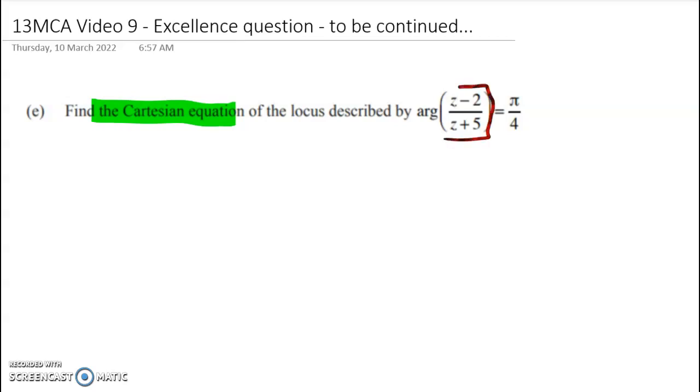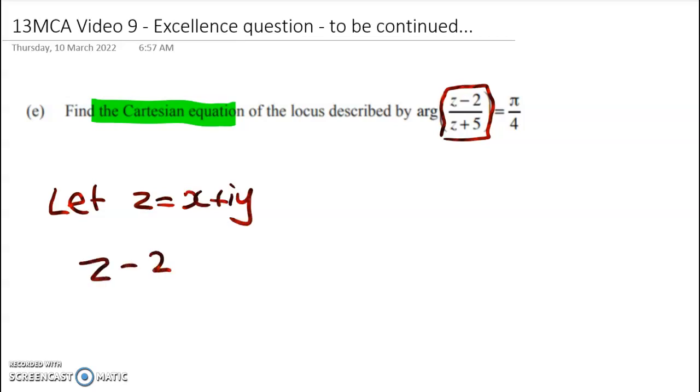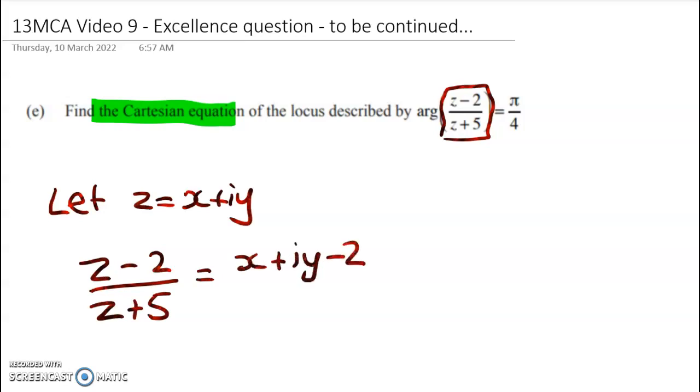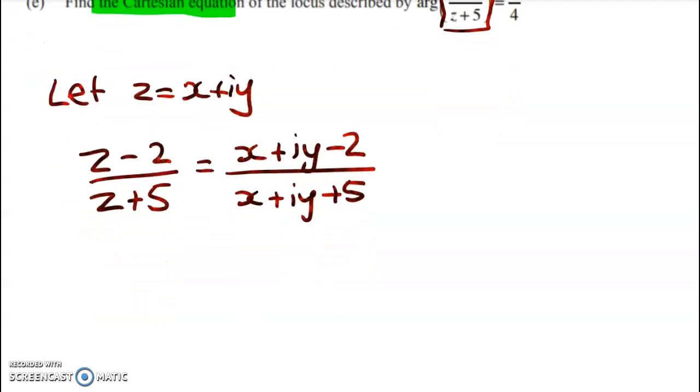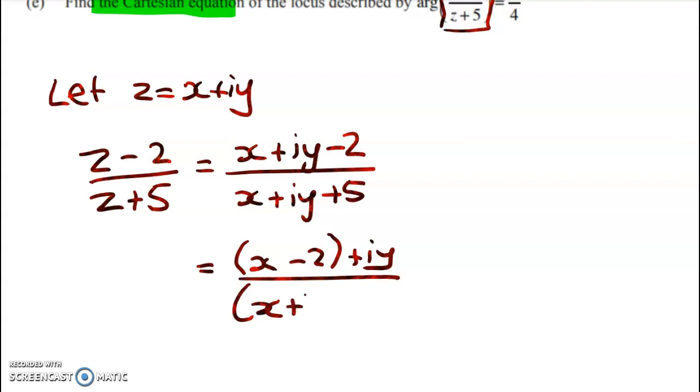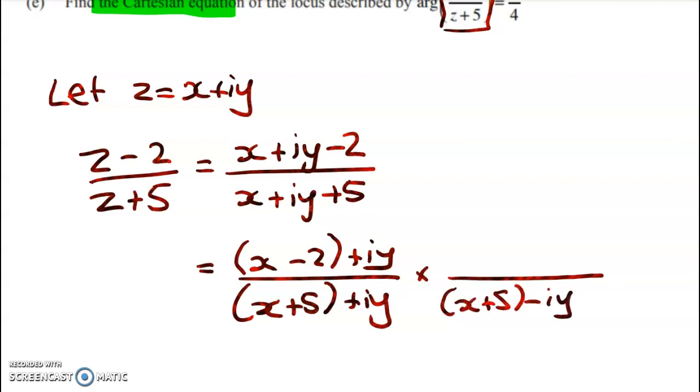So let's look at what this complex number is. So let z is equal to x plus iy. So z minus 2 over z plus 5 is equal to x plus iy minus 2 over x plus iy plus 5. I'm going to group the real bits and the imaginary bits, and then I'm going to multiply by the conjugate. So we'll multiply through by x plus 5 minus iy, like that.